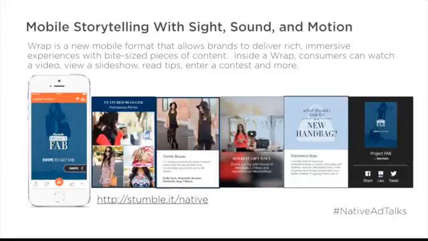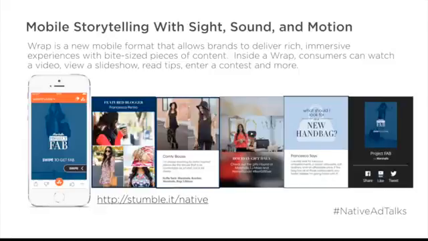The wrap creates a seamless brand experience that drives consumer engagement. Inside a single wrap, consumers can watch a video, view a slideshow, read articles, and much more. The wrap translates across verticals, from fashion brands showcasing the latest collection in a digital lookbook, liquor brands highlighting custom handcrafted recipes, and automotive brands creating the ultimate virtual test drive. The possibilities are really endless.